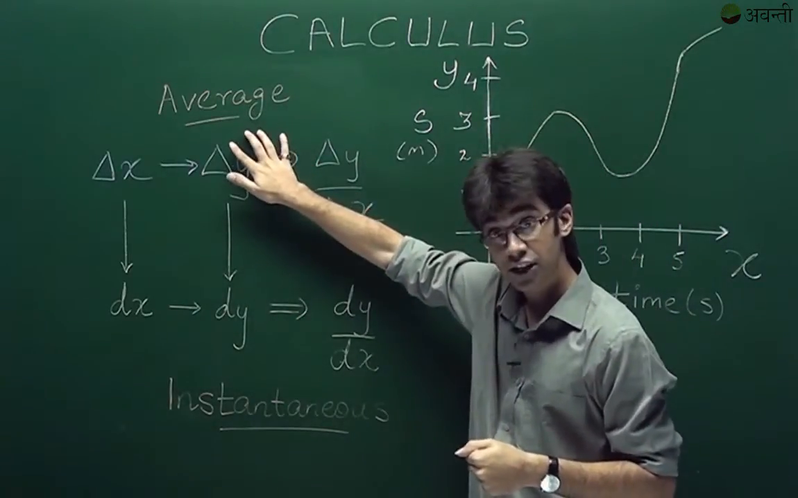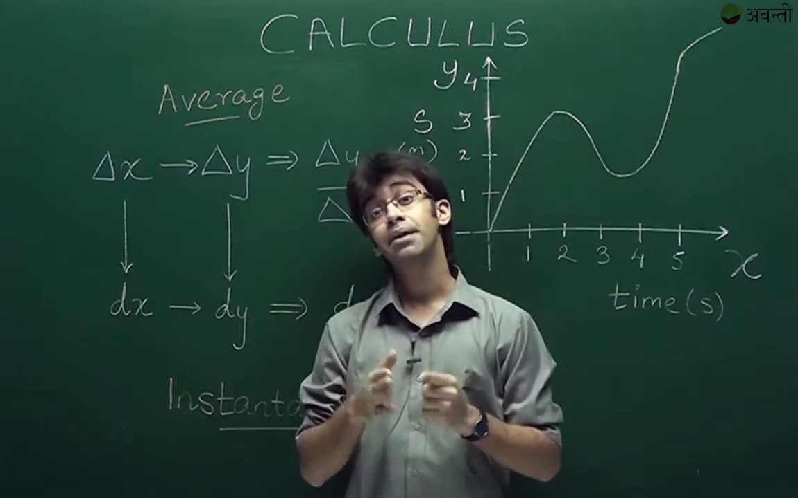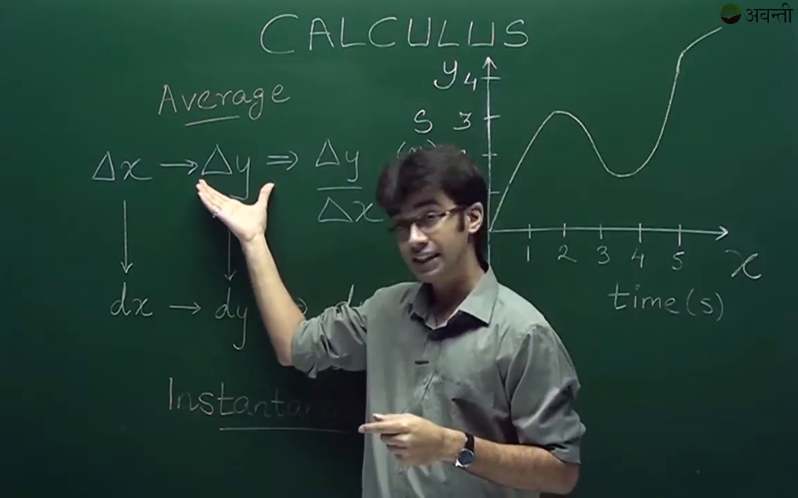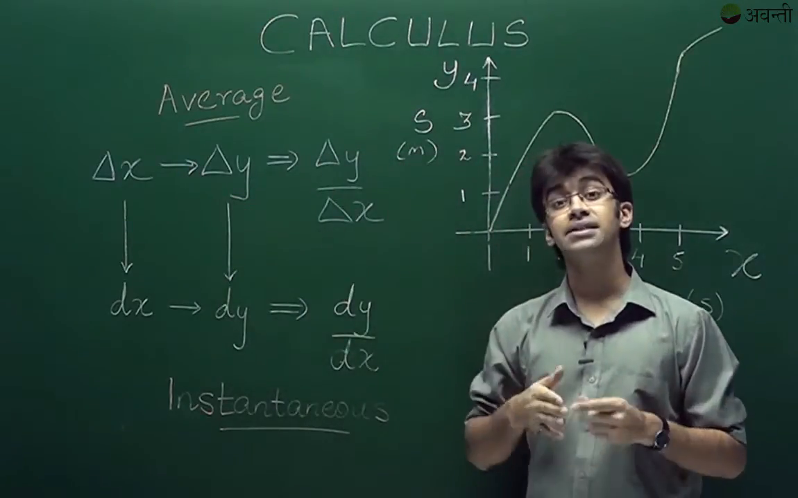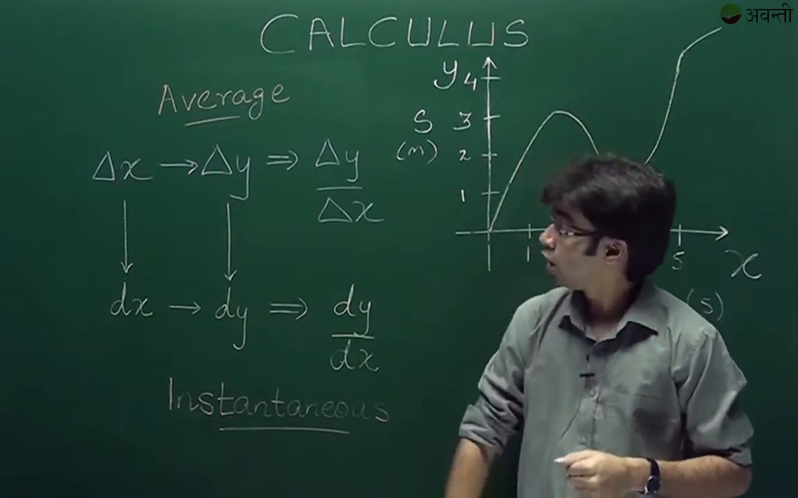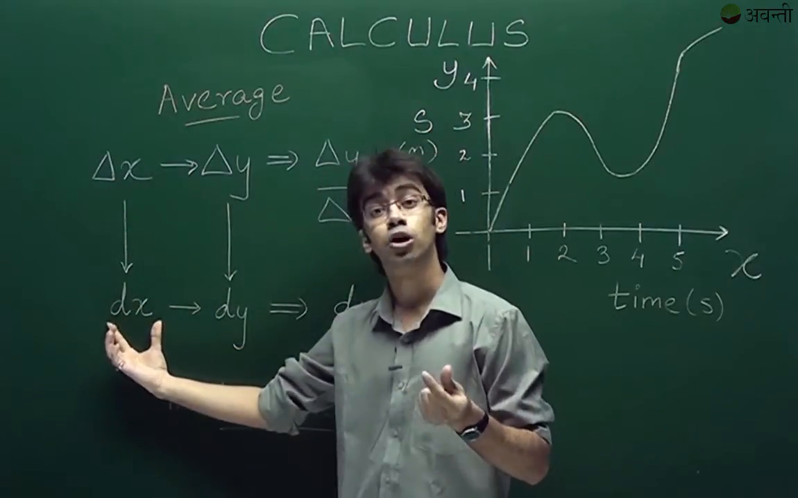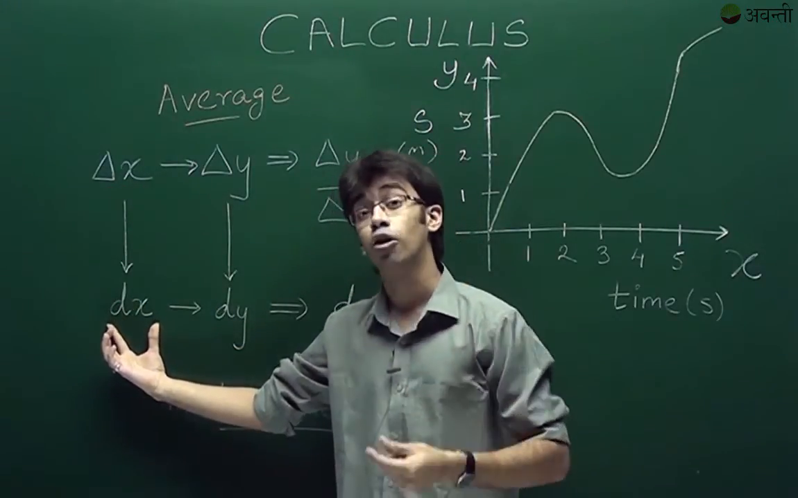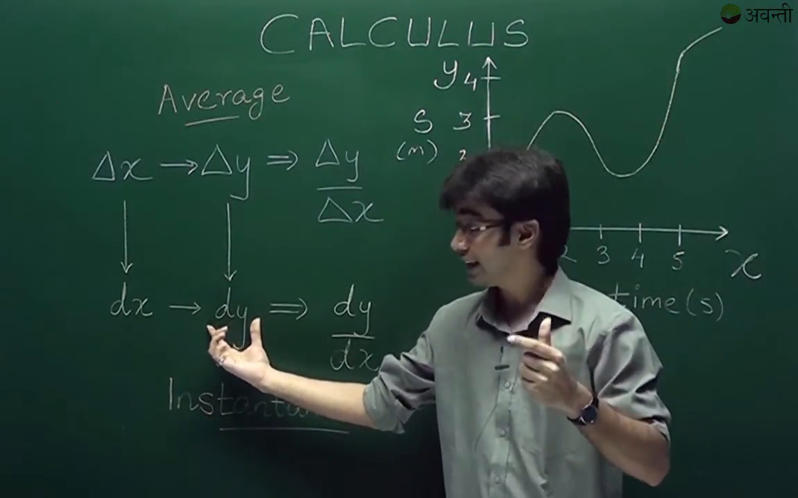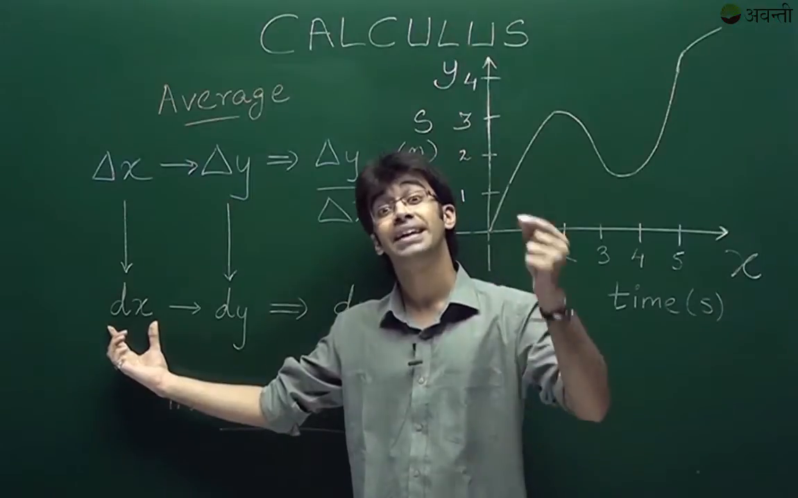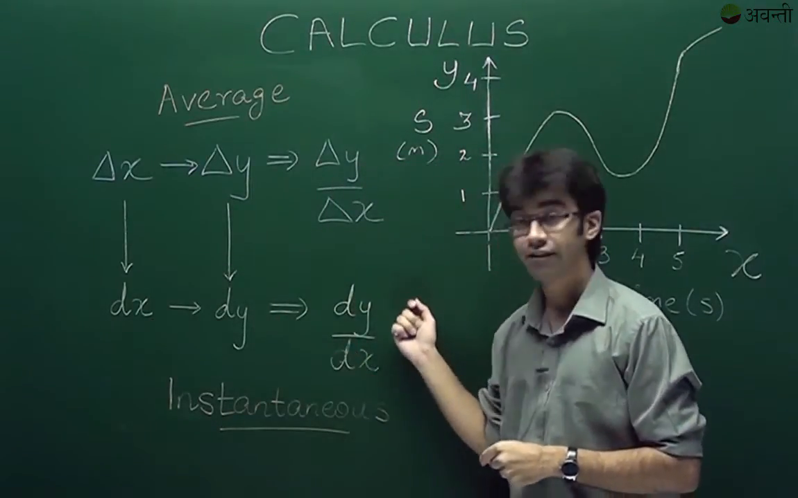One is an average rate of change, where your initial change in your input is fairly large, the time interval is a lot, which gives you a delta y, a change in the output, and delta y by delta x is your average rate of change. When you shrink this initial input change and you make it very small, you make the interval very small and call it dx, that results in a very small change dy, which is a true reflection of what is happening at that instant, and that gives you the instantaneous rate of change dy by dx.